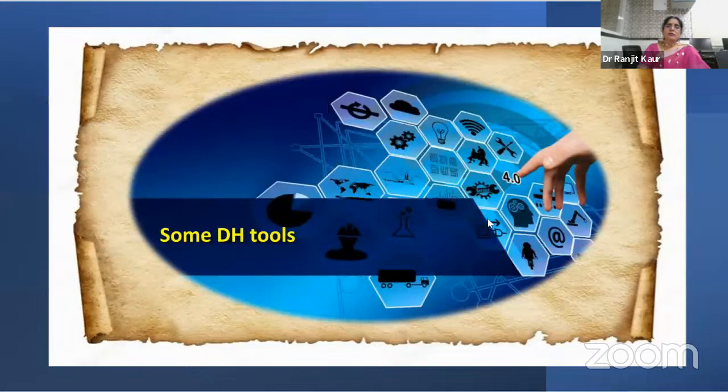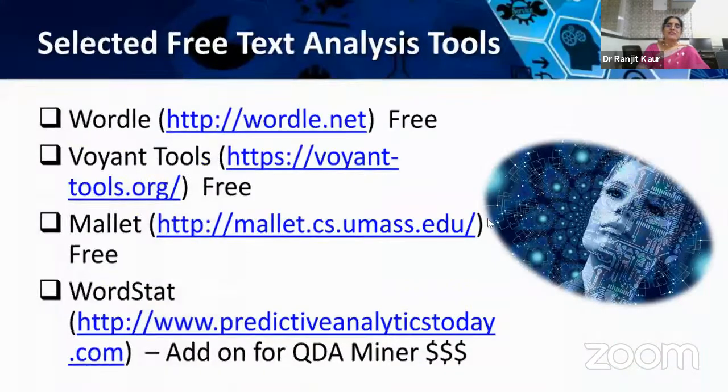So now I want to share some digital humanities tools. First and foremost are the text analysis tools. Here I have shared the basic four important analysis tools. Wordle is there, but the most important one is the Voyant tool. They are all readily and freely available. You can search and check these sources. WordStat is also there, and through that you can analyze different texts.